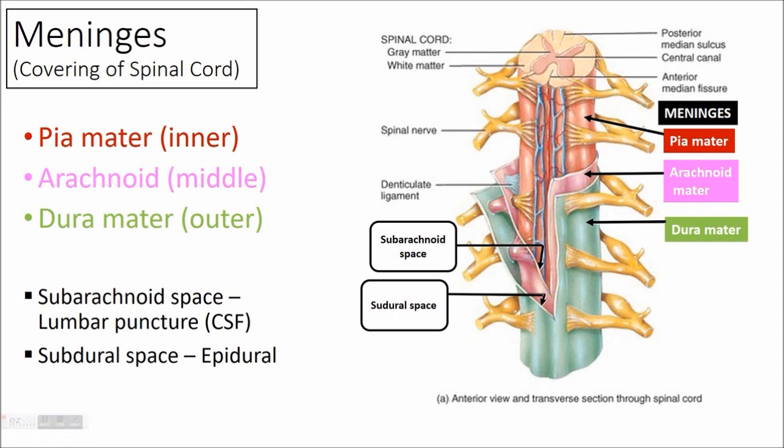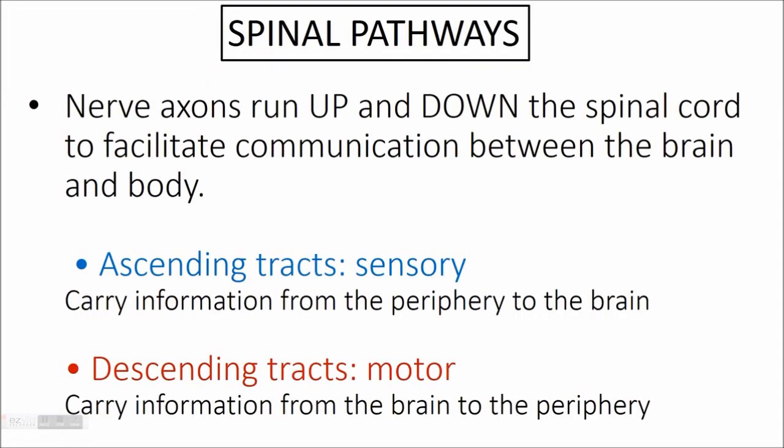Now, as we discussed, the spinal cord is the link between the periphery of the body and the brain. So we have nerves that run up and down the spinal cord that facilitate communication between the brain and the body. Now we have tracts that ascend. So they carry information like pain and temperature, touch, from the body to the brain, and these are called sensory tracts. So the ascending tracts are sensory tracts. The tracts that bring information from the brain are motor tracts, and they are descending tracts. So these are important, and we'll discuss this further.